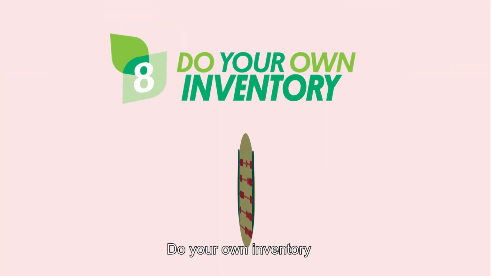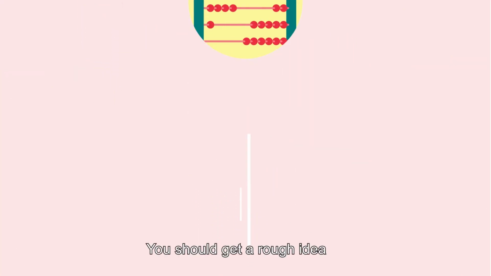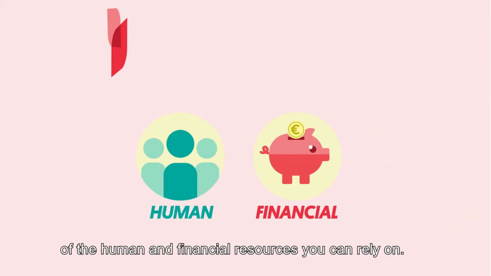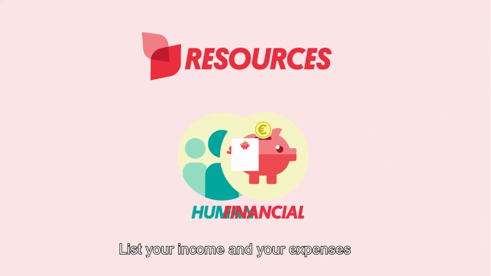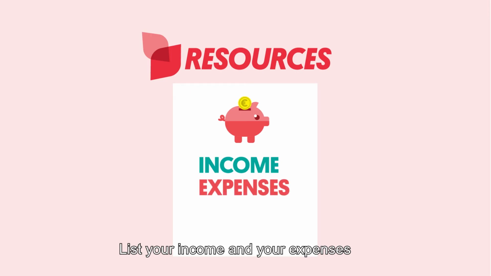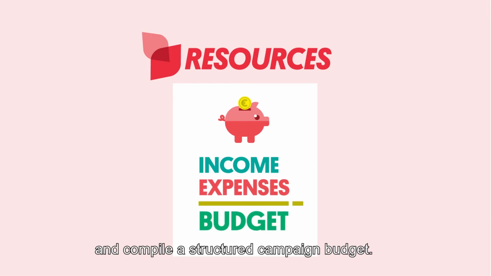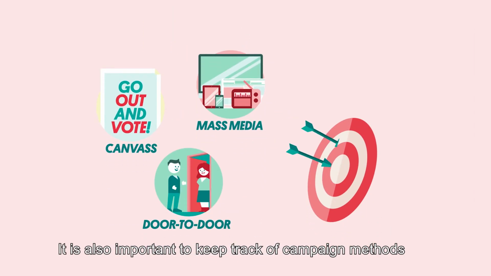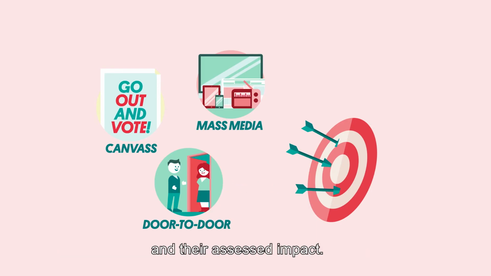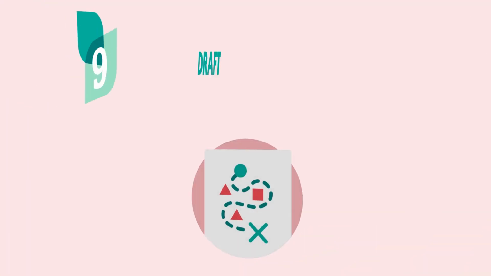8. Do your own inventory. You should get a rough idea of the human and financial resources you can rely on. List your income and your expenses and compile a structured campaign budget. It is also important to keep track of campaign methods and their assessed impact.